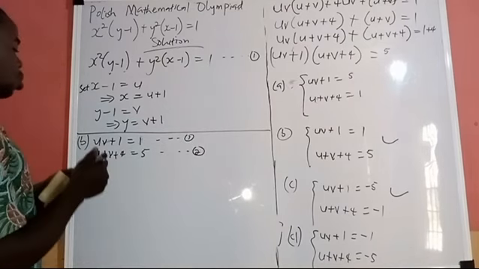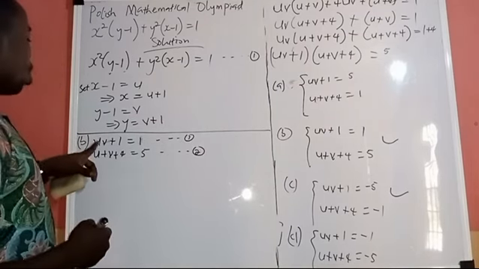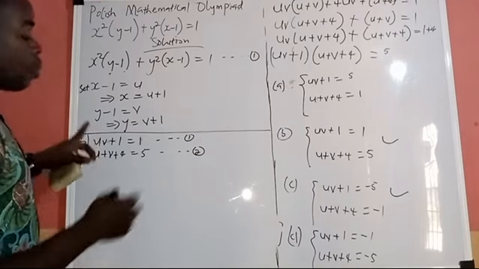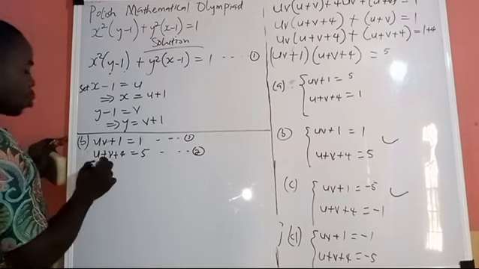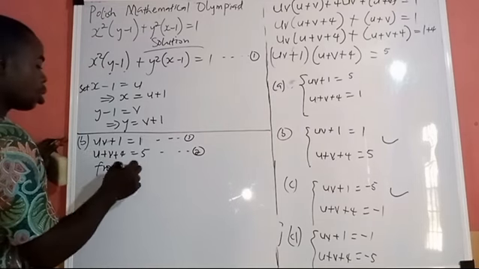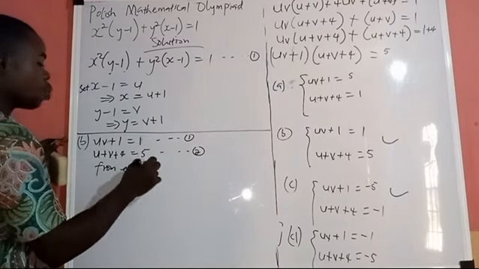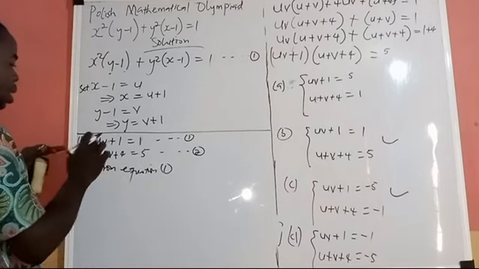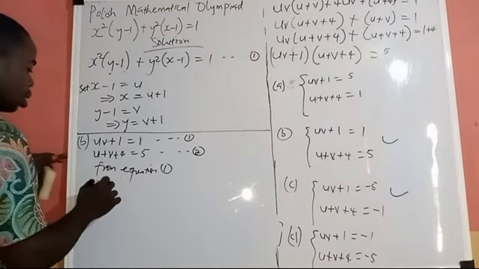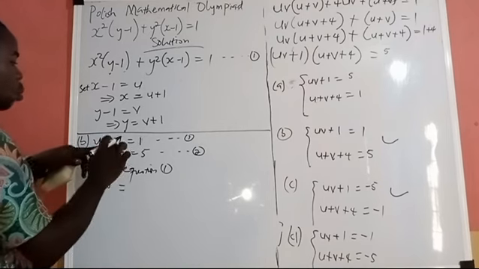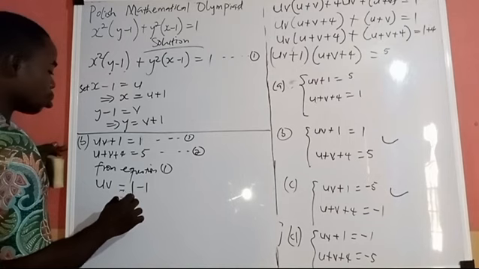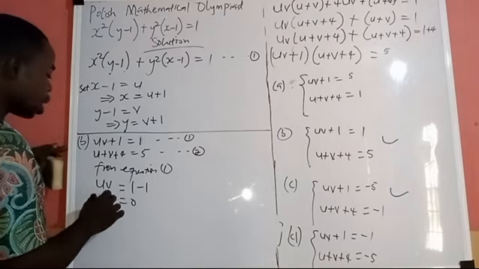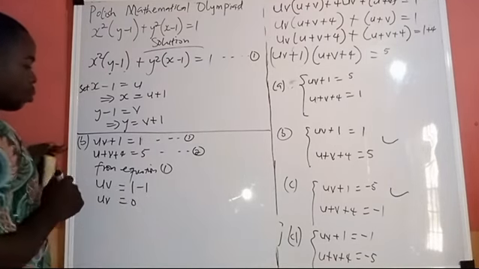So we are going to solve these two equations to find out the values of v and u. From equation 1, we have that uv is equal to, so we want to bring this one here, 1 minus 1, which is equal to 0. So our uv is equal to 0.